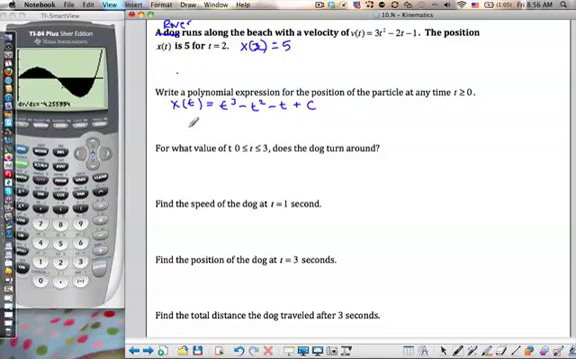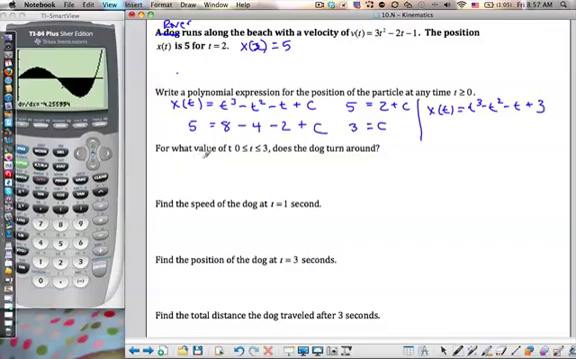So 5 equals 8 minus 4 minus 2 plus c. So 5 equals 2 plus c. So c must be 3, right? And that's a good example of where those initial boundary conditions we did last class is actually needed for some kind of purpose here. So x of t is t cubed minus t squared minus t plus 3.